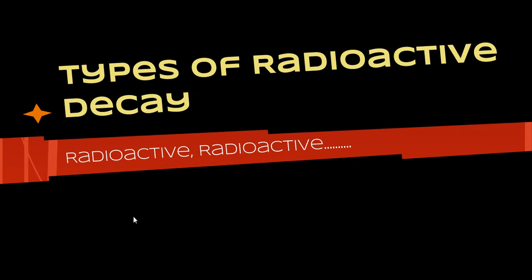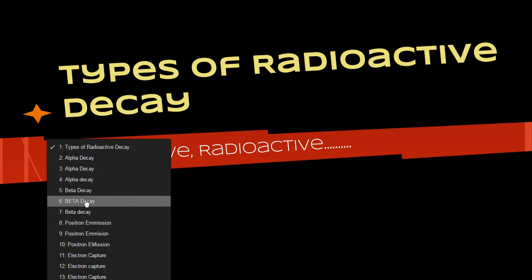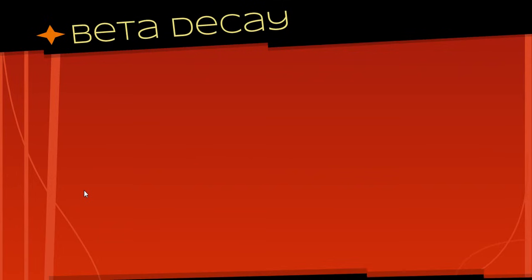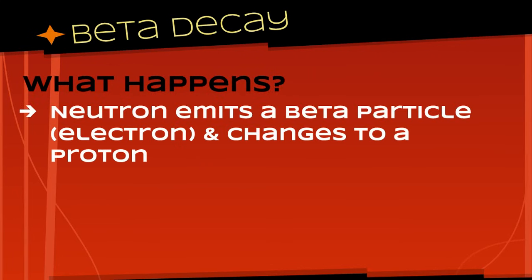Welcome to part 2 of types of radioactive decay. In this particular video, we are going to focus on beta decay. And in beta decay, what's going to happen is that a neutron is going to emit a beta particle, which is basically an electron, and it's going to change to a proton. Because remember that neutrons are neutral, so if it's going to lose a negative charge, that means we're going to have a positive charge left over, and if it's positive, it can no longer be a neutron, so therefore it's going to be considered a proton.